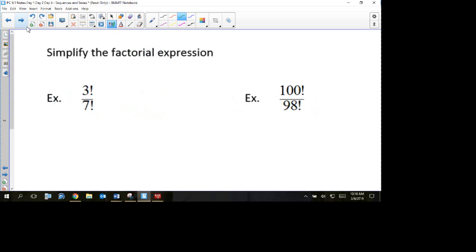Okay, so here we're going to simplify. Now, this is not doing the a sub anything. This is just practicing with factorials, which we're going to apply in a few days. So today we're just learning about factorials. We will apply them in a few days. So here I'm doing 3 factorial divided by 7 factorial. First thing I want you to do is think about expanding them out.